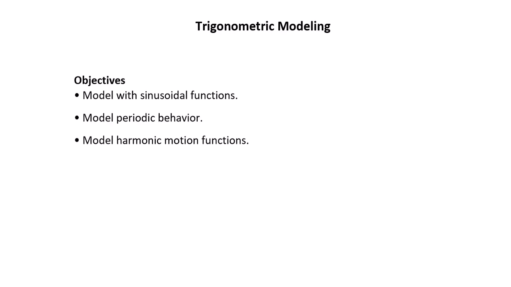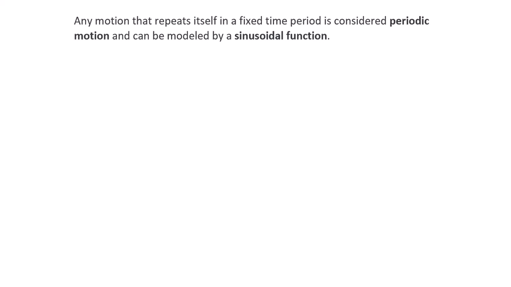Trigonometric modeling. Objectives: model with sinusoidal functions, model periodic behavior, and model harmonic motion functions. Any motion that repeats itself in a fixed time period is considered periodic motion and can be modeled by a sinusoidal function, either the cosine or the sine function.